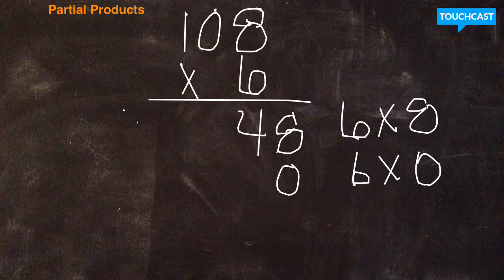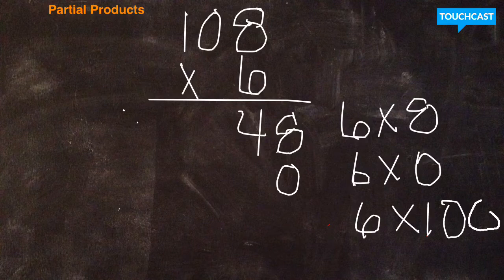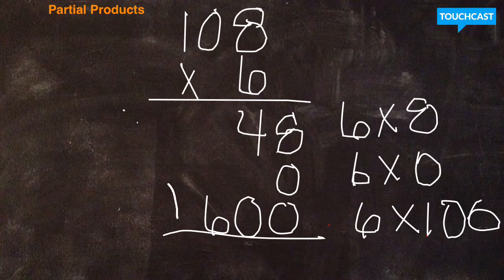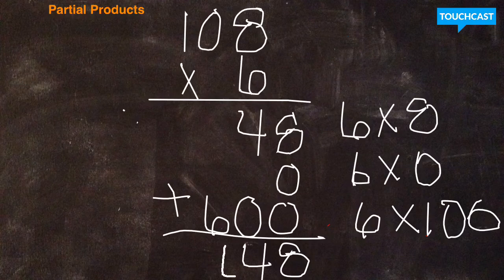And then last but not least, I'm going to do 6 times 100, because I have a 1 in the hundreds place. So 6 times 100 equals 600. And then we learned before that with partial products, my last step is to add all of that together. So we have 48, 0, and 600. So once again, our product is 648 of the factors 108 times 6.